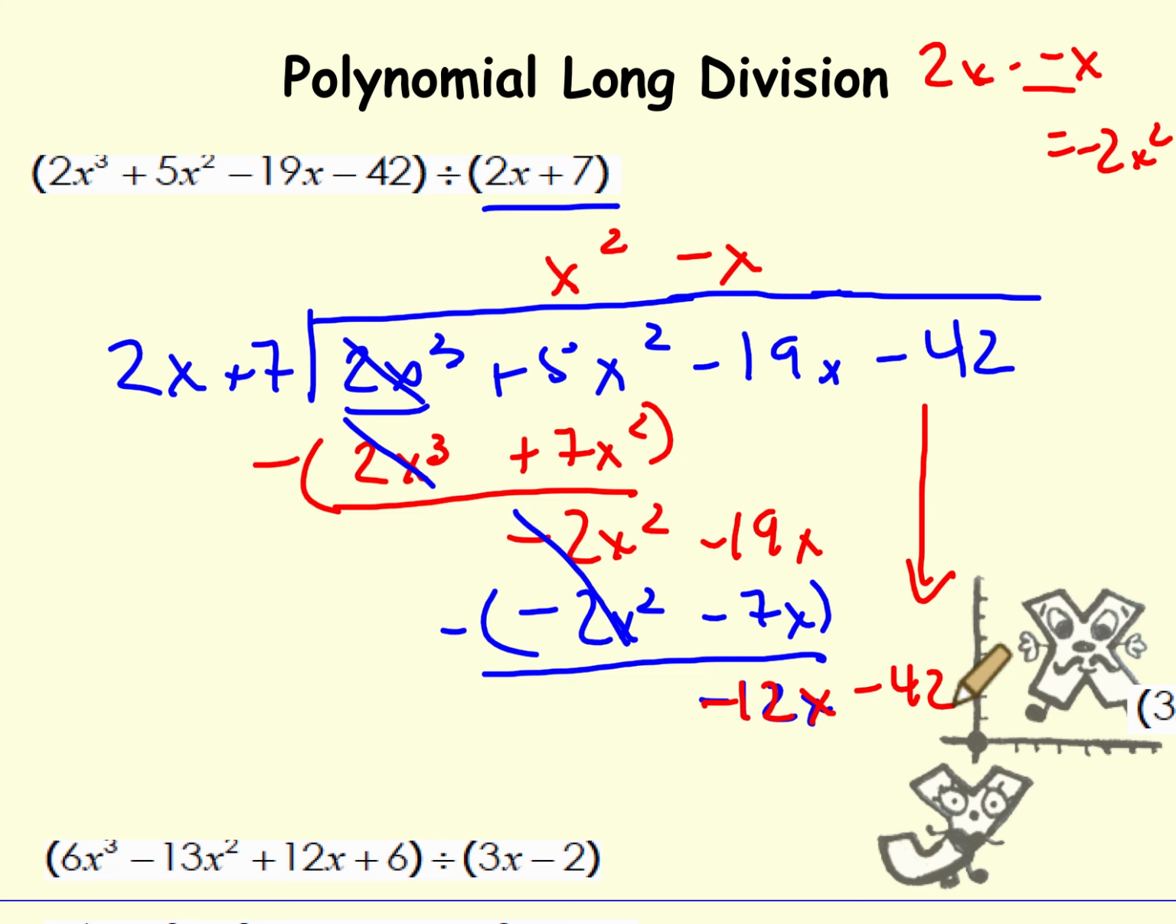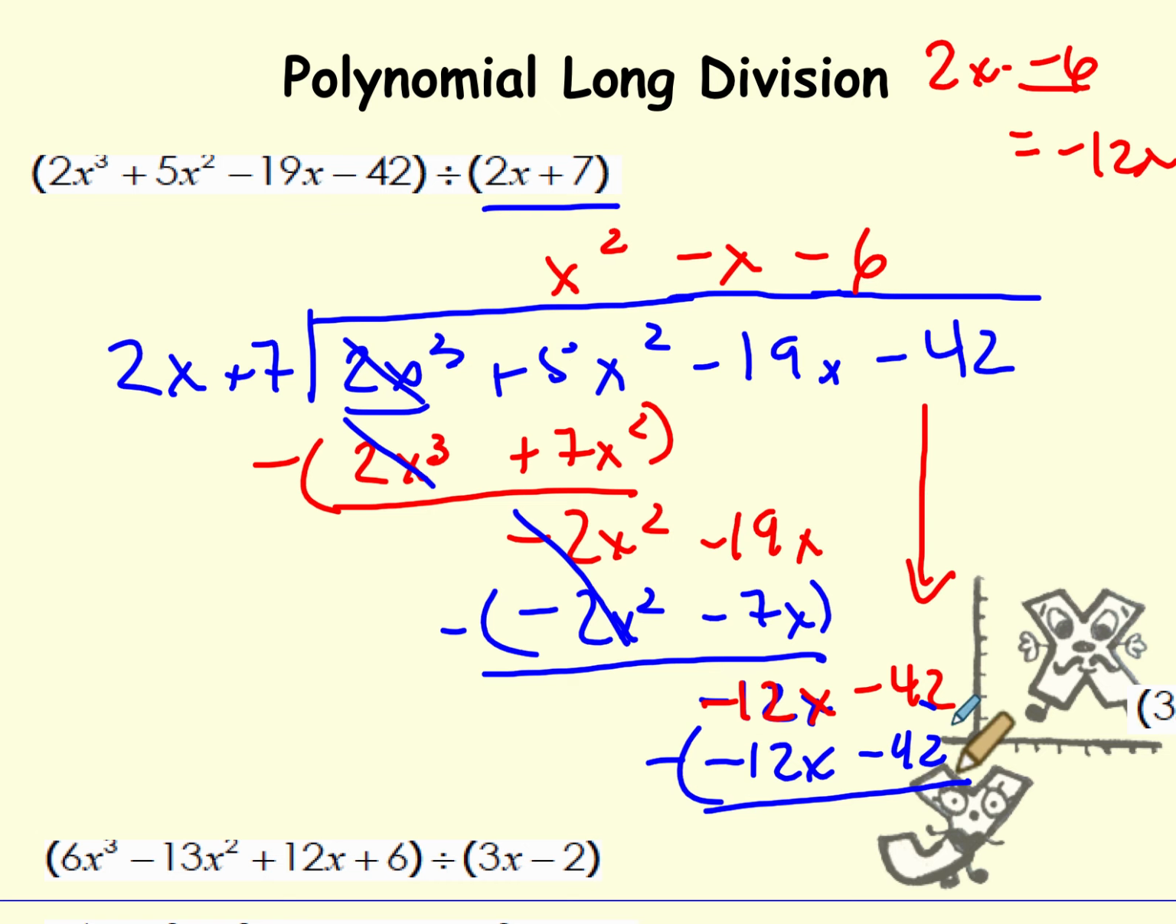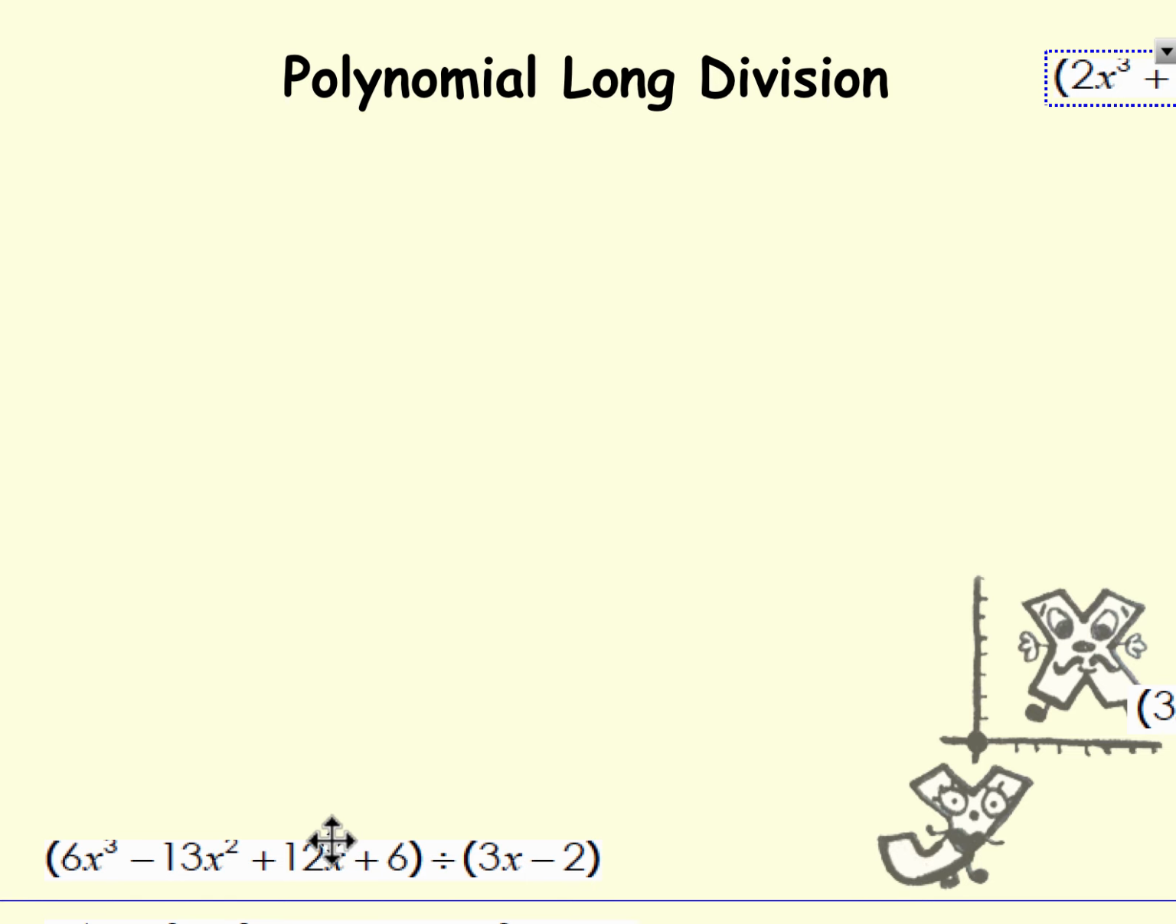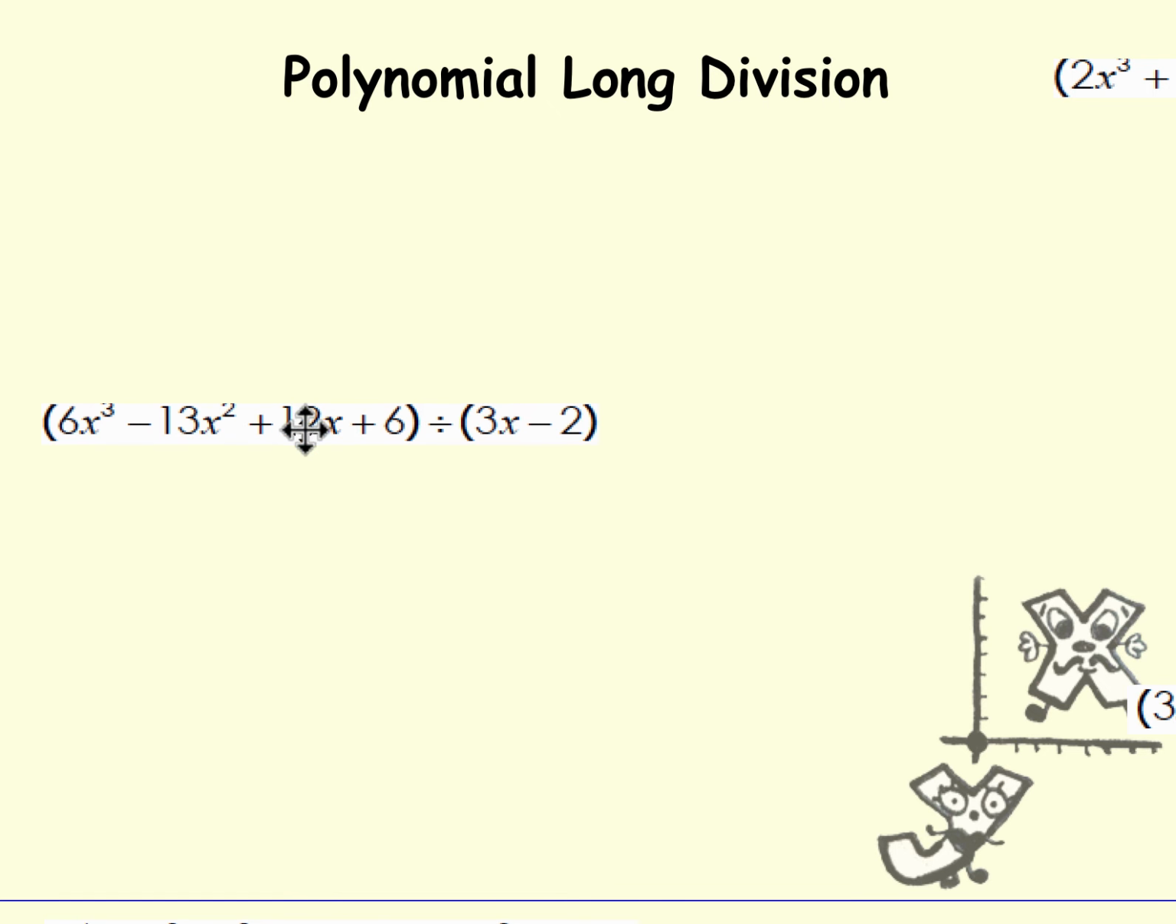So now I'm trying to figure out, okay, well, 2x times what makes negative 12x, and that would be negative 6. Negative 6 times 2x would make negative 12x, which is what we want. And negative 6 times 7 is negative 42. So I end up with no remainder. And that's my quotient. Okay, so this last one, we're going to actually end up with a remainder.